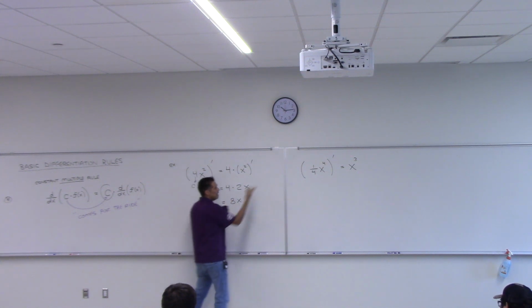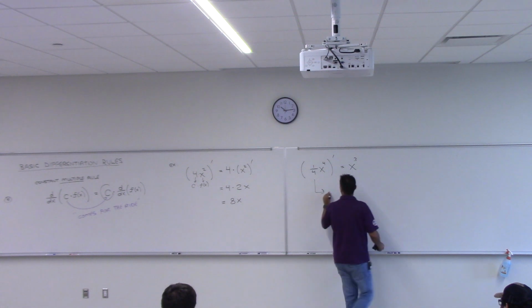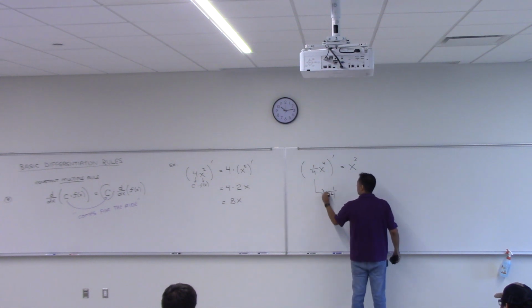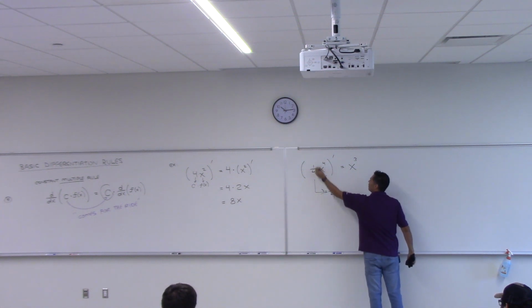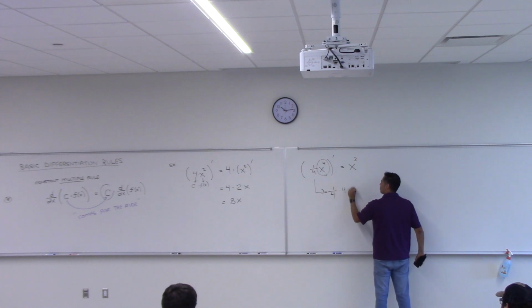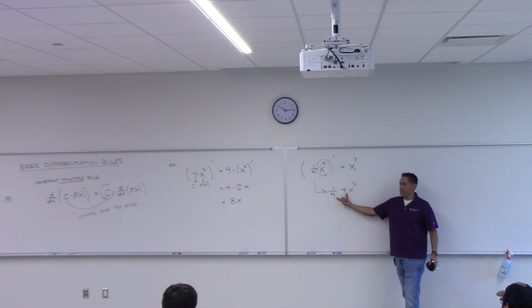Yes? Here I did the same thing. I just did it faster. The 1/4 came for the ride. Then I took the derivative of this, which is 4 times x cubed, and then the 1/4 and 4 came together, canceled out, and became 1 in front of x cubed. That make more sense? Yeah. Okay.